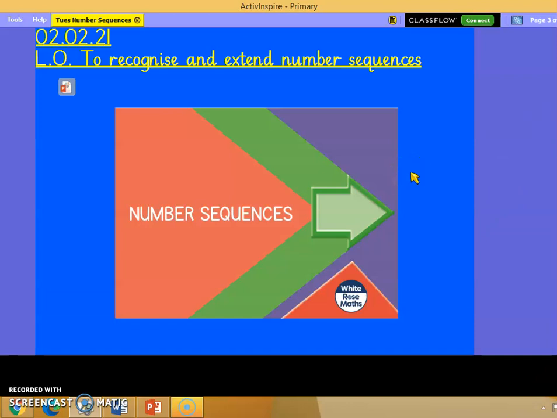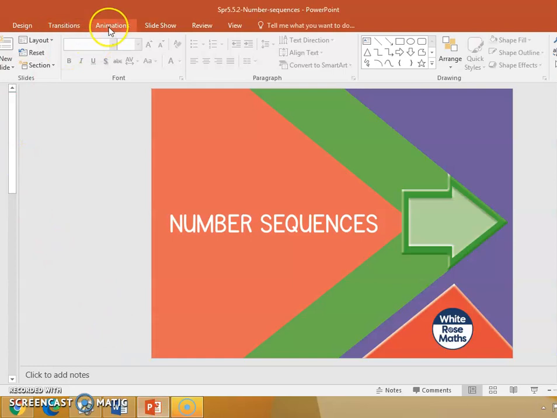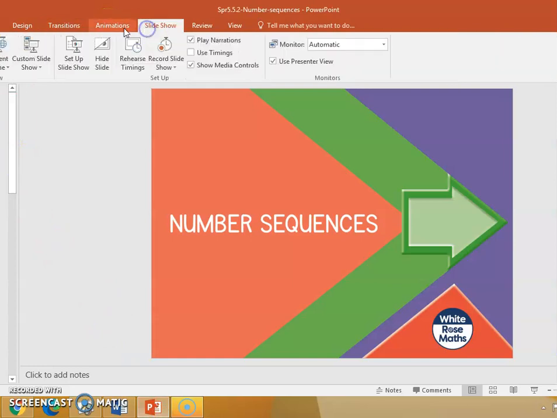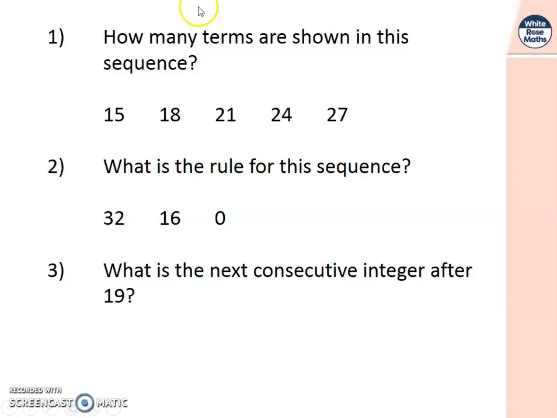Let's move on to today's learning. We're going to recognise and extend number sequences linked to our work on improper fractions and mixed numbers. To help us, let's do some getting ready. Number 1, how many terms are shown in this sequence? Terms means how many numbers can you see?